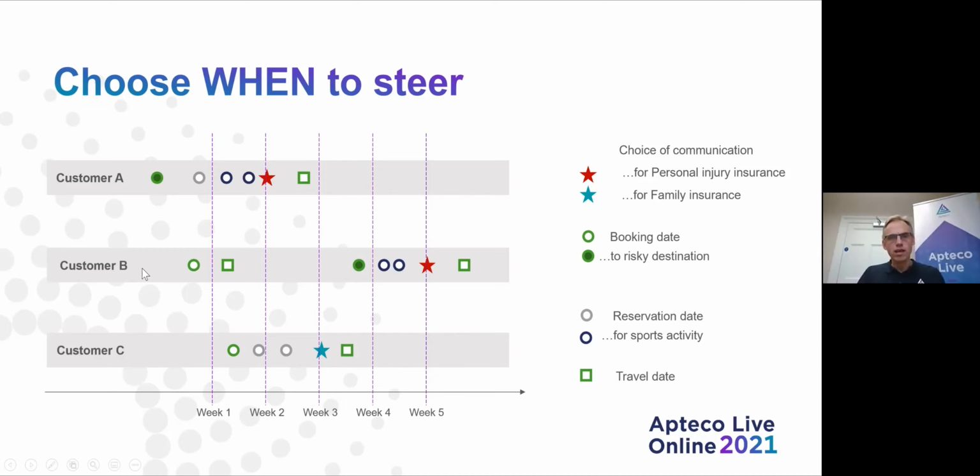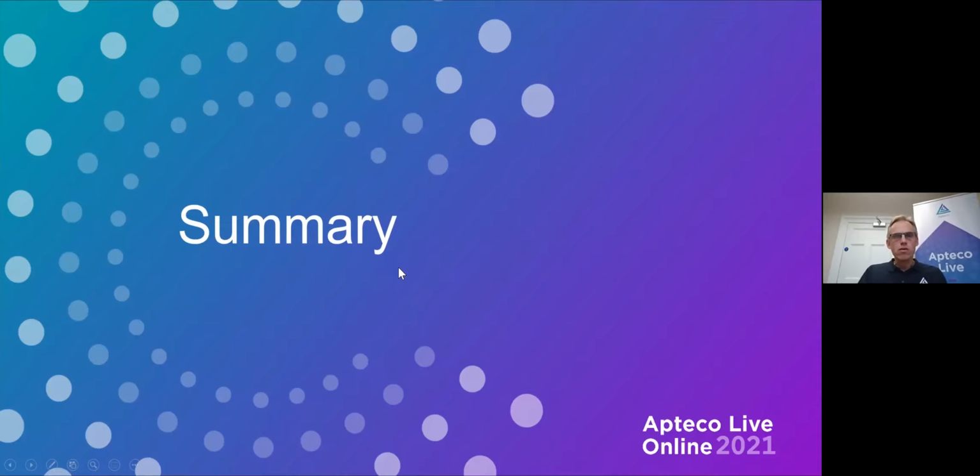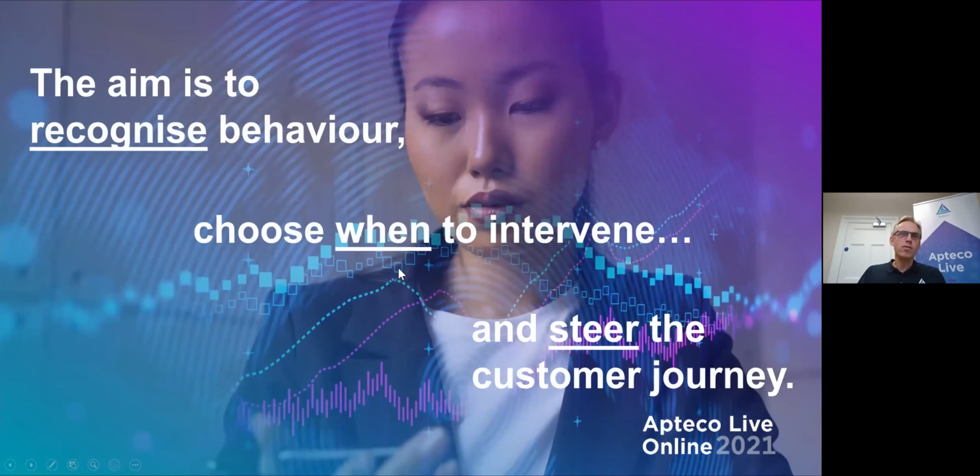Wait a few more weeks and customer B, who we haven't contacted, neither of the models have picked up on them until now, and perhaps we then also send them the campaign and steer them towards that journey of taking personal injury insurance. So in summary then, the aim of behavioural modelling is to recognise behaviour that we've characterised in past customers, choose when to intervene with current customers, and so steer their journey towards the most positive outcome.